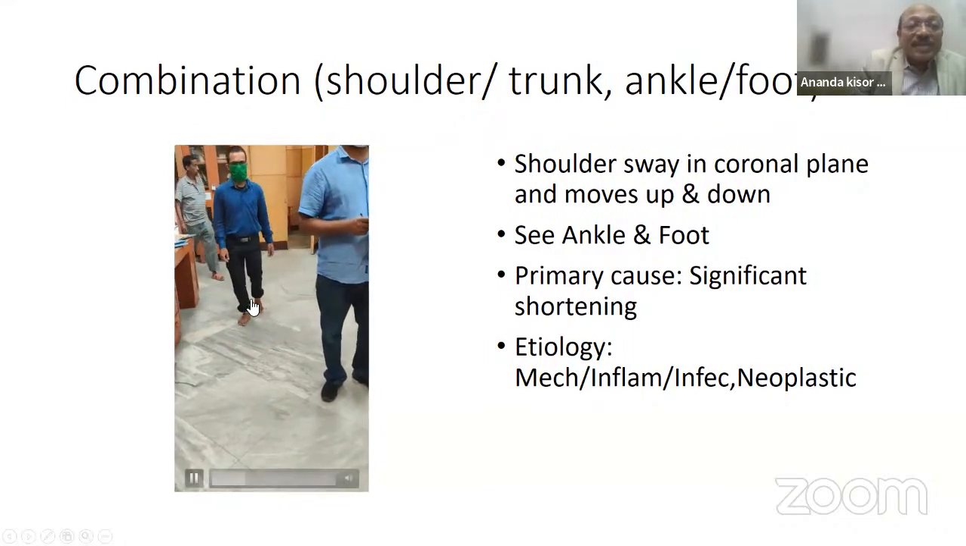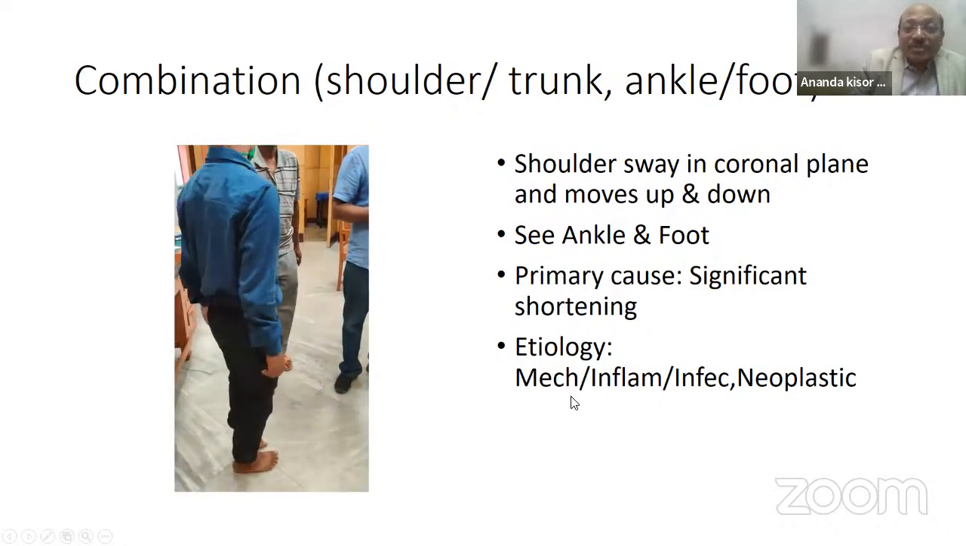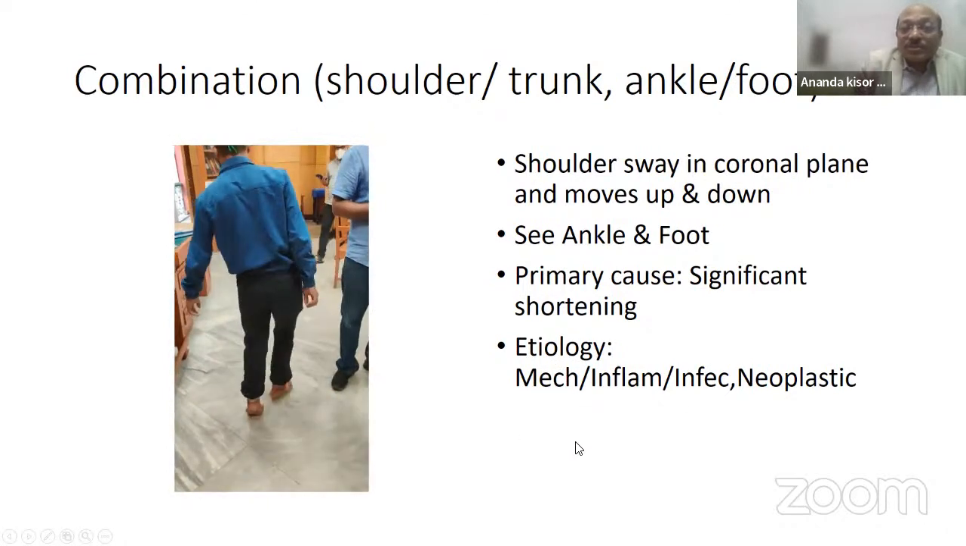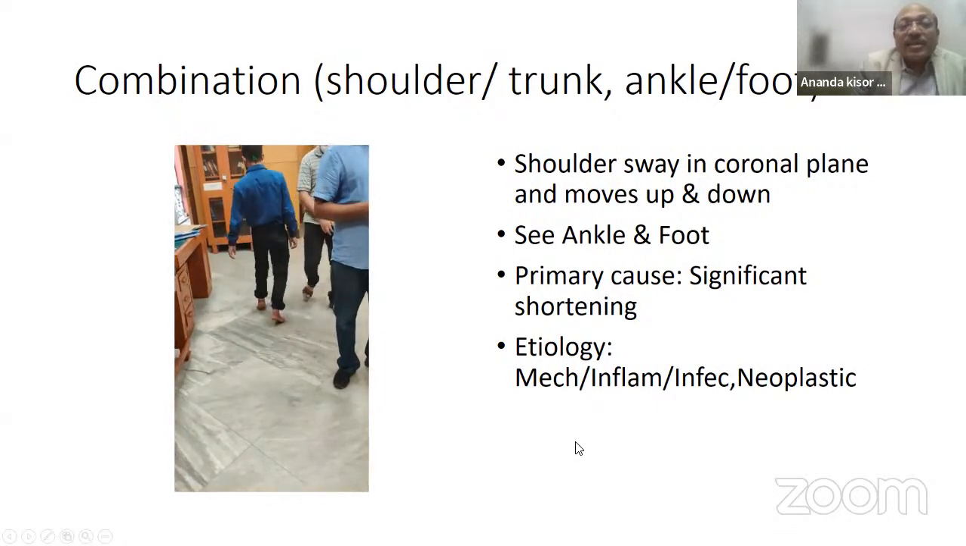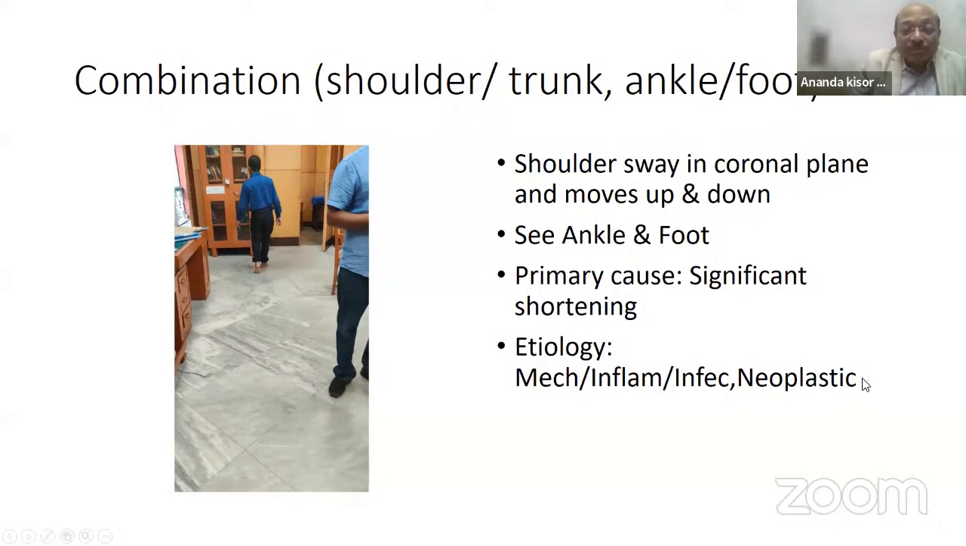So again, see the ankle and the foot. So what is the primary cause? Primary cause is significant shortening. So etiology may be a mechanical defect in the proximal femur or any area of the body. It may be due to an inflammatory cause. It may be an infective or neoplastic cause.